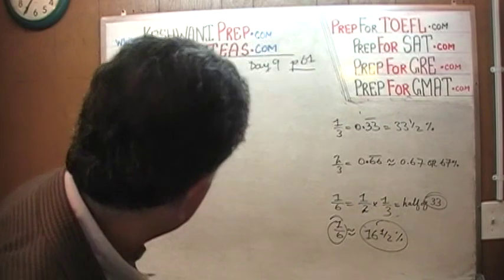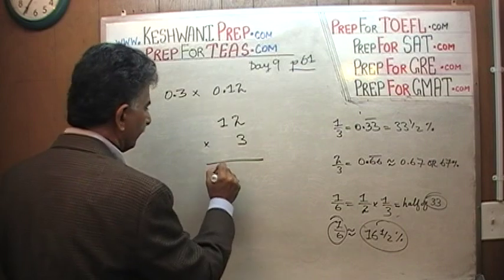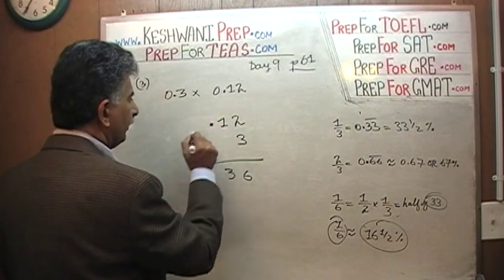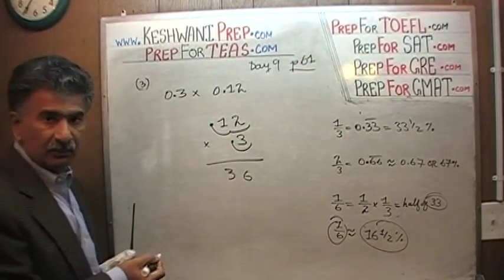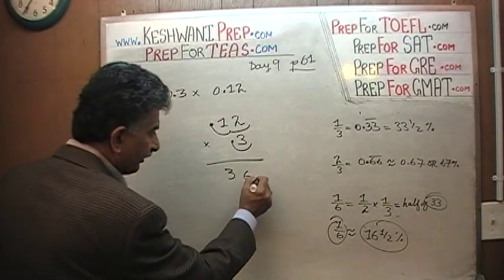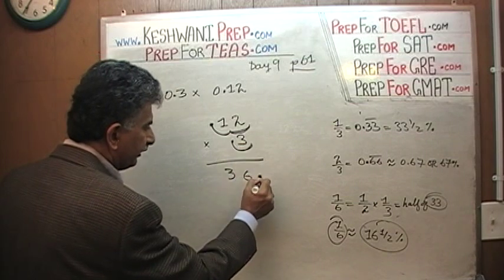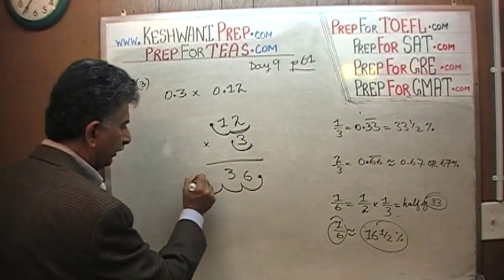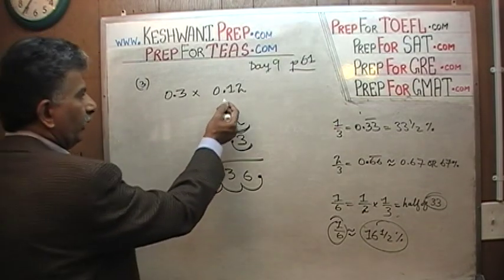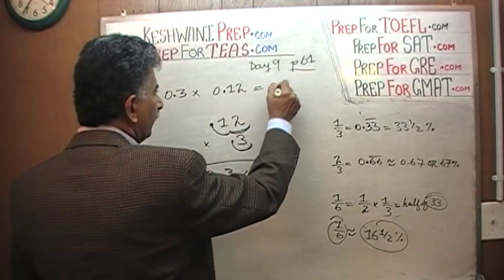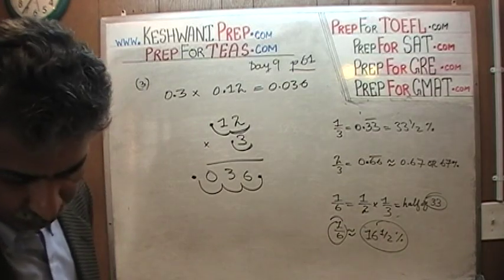I shouldn't have written it in such a lousy way. 12 times 3 is just 36, and this is 0.12. It has two decimal places, 1 and 2, and this is 0.3, which is one decimal place. So we have to move our decimal place 3 places, 1, 2, and 3. It's going to end up here. So we need a 0. So the answer is 0.12 times 0.3 is 0.036. Let's do the next one, shall we?